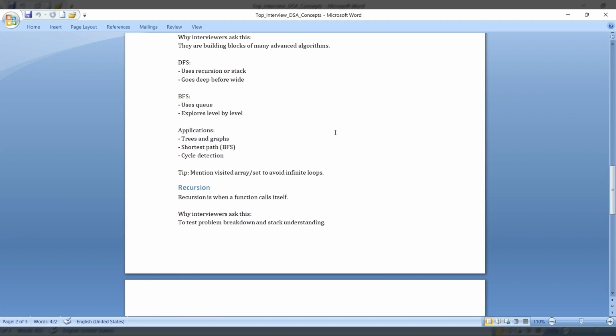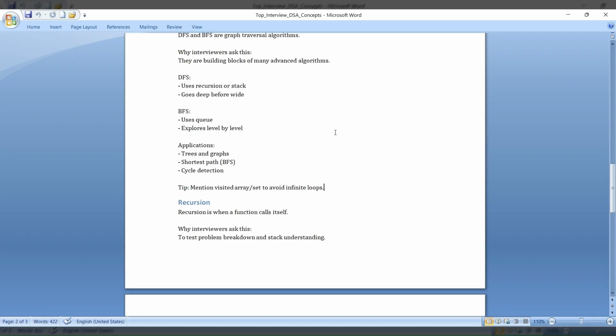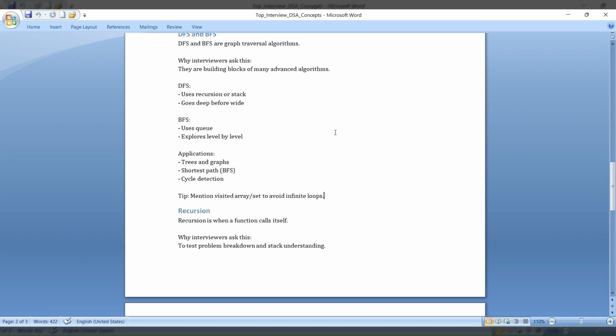We have to use a visited array or set to specify which node has been visited. Otherwise, it may cause an infinite loop where we traverse a node again and again. So to prevent this, we use a visited array or set.